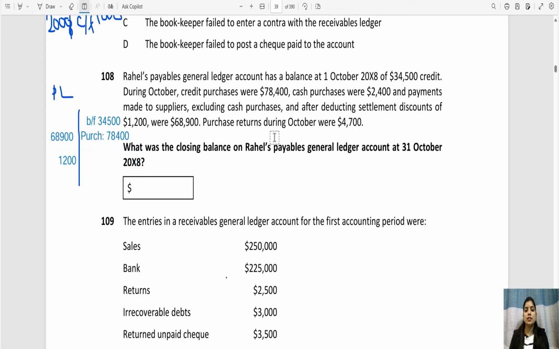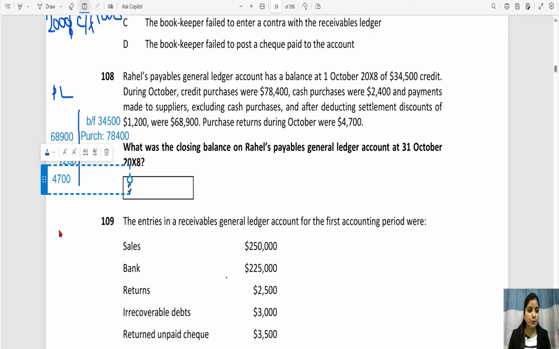Now purchase returns during October were 4,700. Now we have purchased certain goods, and if now we are returning those goods to our supplier, then our payable balance will be reduced. So again it will be posted on the debit side, 4,700.